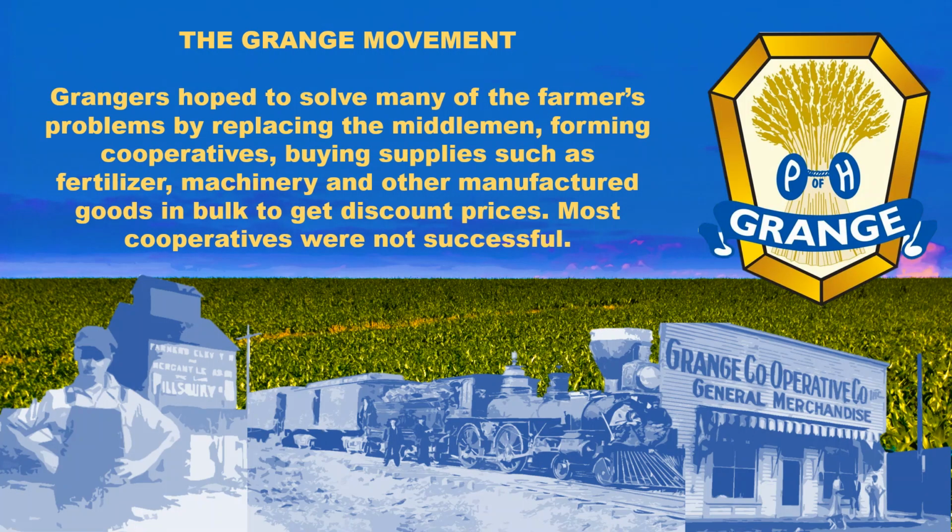Grangers hoped to solve many of the farmers' problems by replacing the middlemen, forming cooperatives, buying supplies such as fertilizer, machinery, and other manufactured goods in bulk to get discount prices. Most cooperatives, however, were not successful.